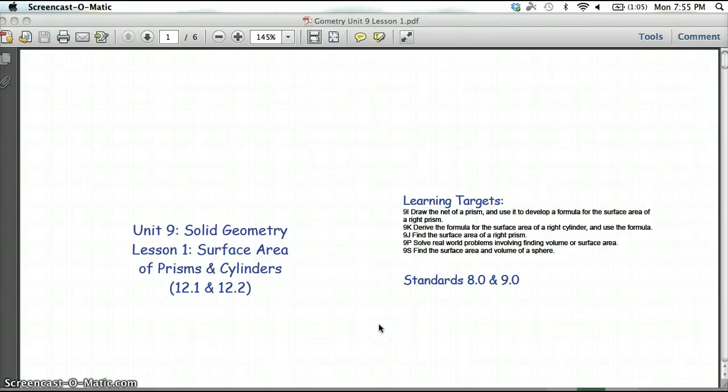Unit 9, Lesson 1, the surface area of prisms and cylinders. When we're talking about surface area and we're going to get into volume, these formulas are extremely long and can be somewhat complicated. So my suggestion to you is to write down these formulas 5, 6, and 7 times to make sure that you know these formulas inside and out.